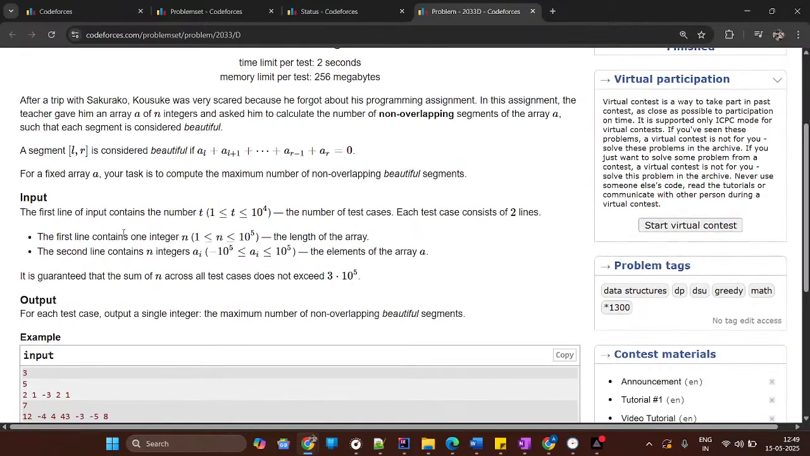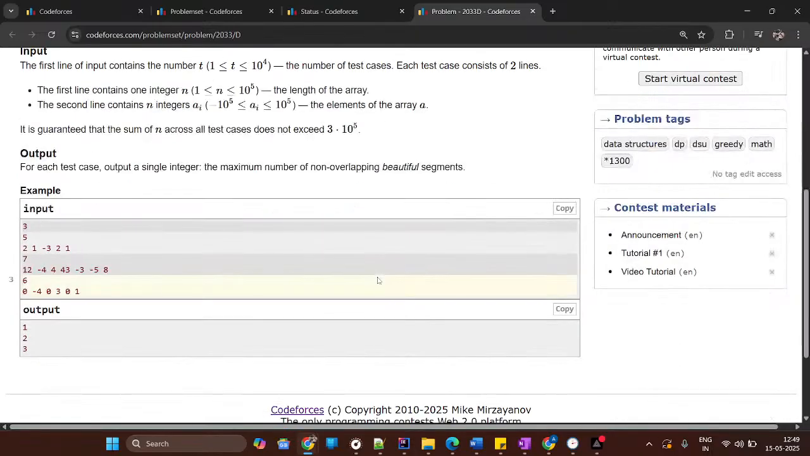Okay. First line of input is T, and each test case consists of two lines. First line N, the length of the array. Second line has N integers, from minus 10 to the power 5 to 10 to the power 5, the elements of the array. It's guaranteed that the sum of n does not exceed 10 to the 5. Okay, fine. For each test case, output a single integer, the number of non-overlapping beautiful segments.